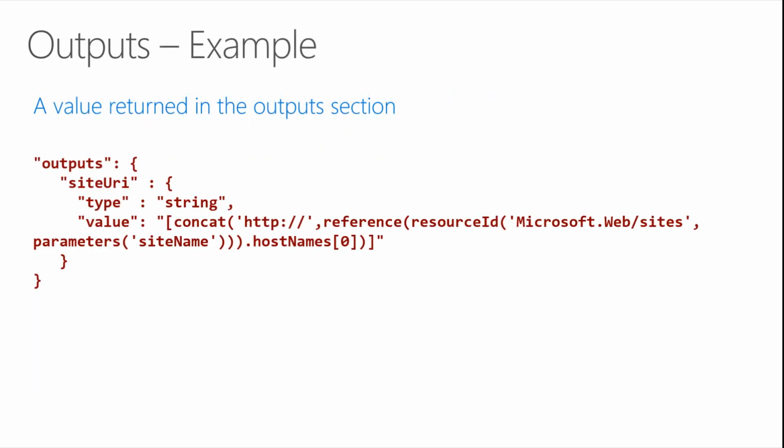In here, this is a specific example of a value returned in the output section. In this one, we have the site URI, and it takes the value, it concatenates HTTP, colon slash slash, and then it references the resource ID for the Microsoft websites, plus the parameters of the site name and the host name of that as well.